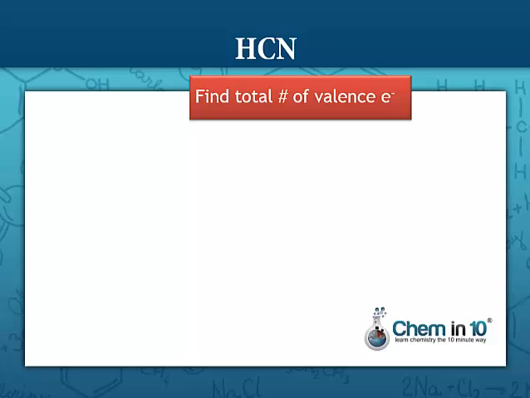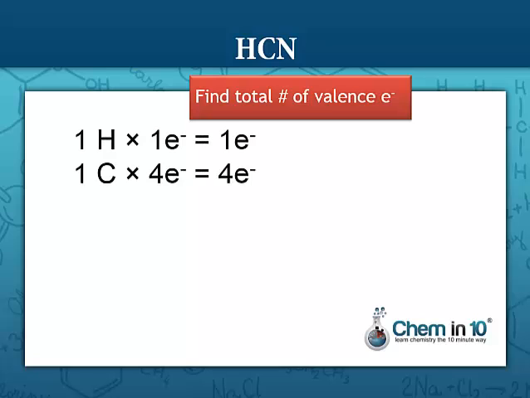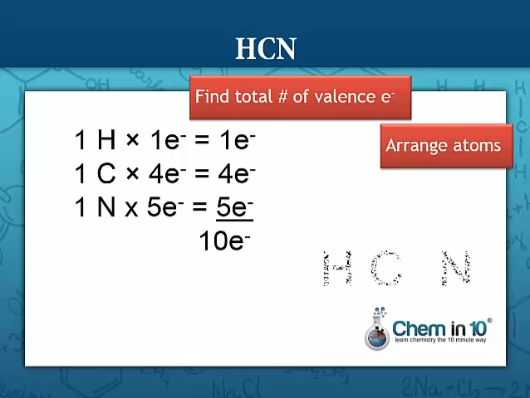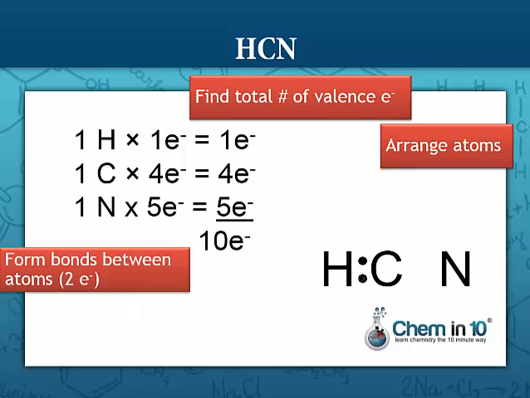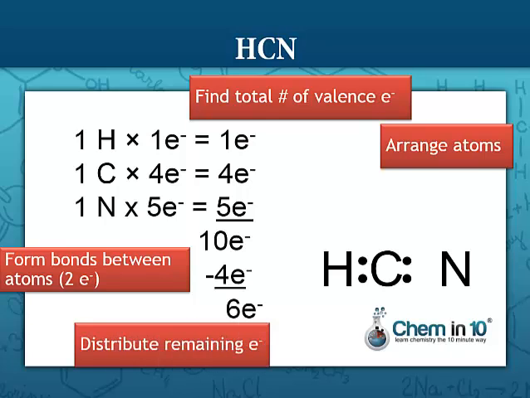To find the total number of valence electrons first, we have one hydrogen, that's 1 electron, one carbon, that's 4 electrons, and one nitrogen is 5 electrons, for a total of 10 electrons. Since we only have one of each, we'll just draw it linearly, H, C, and N. We'll draw our bonds, 2 electrons each. We've now used 4 electrons, so we have 6 electrons left, and we'll distribute the remaining electrons. Hydrogen is already full, by the way.